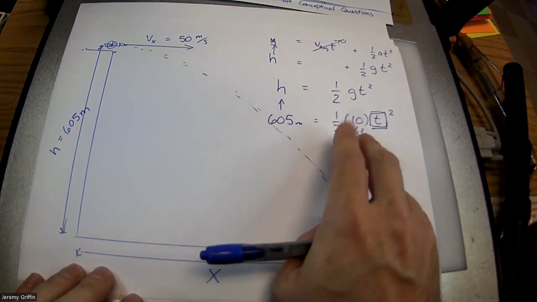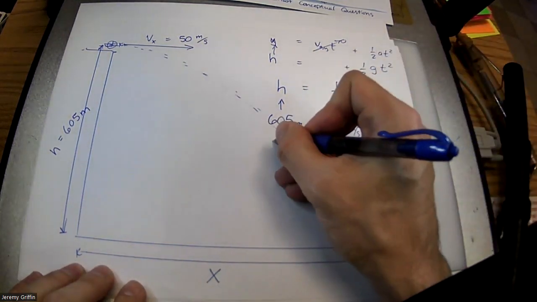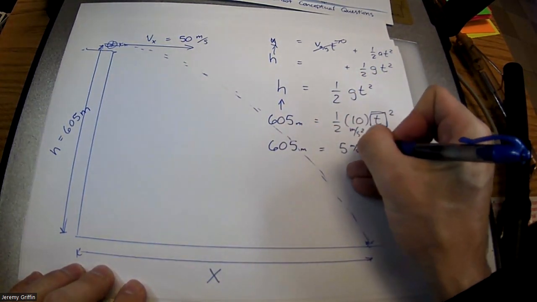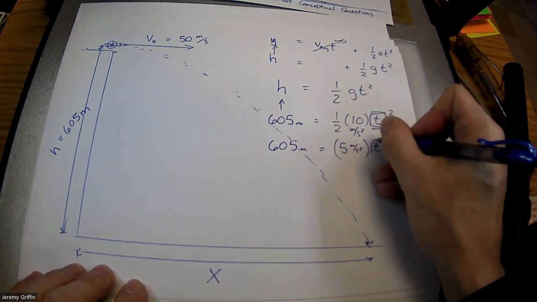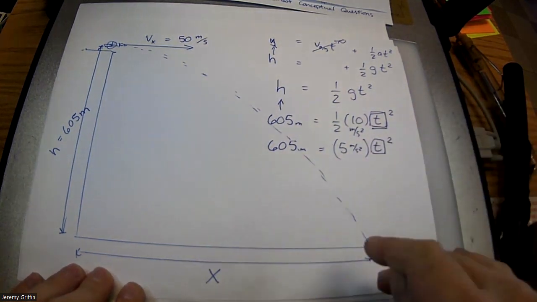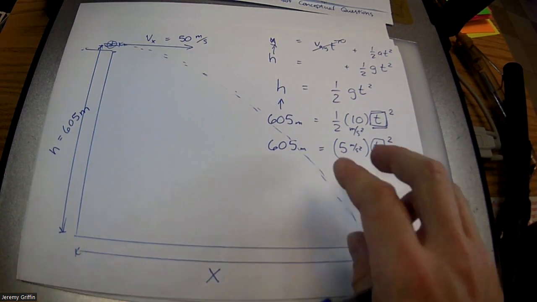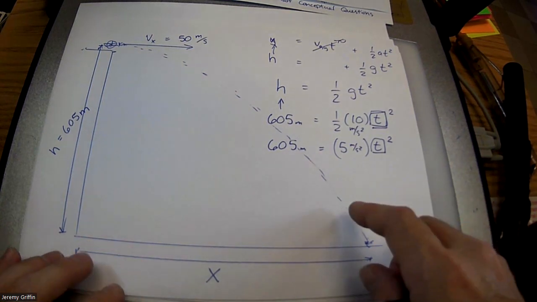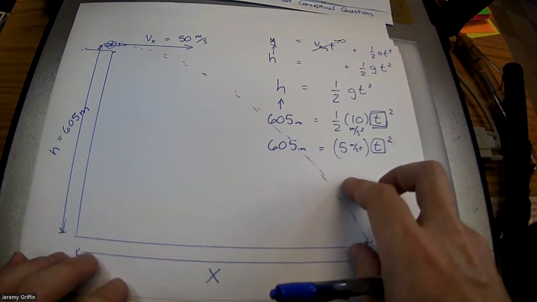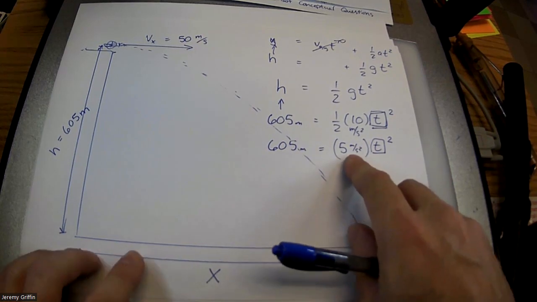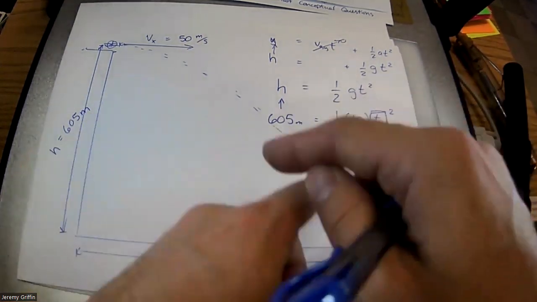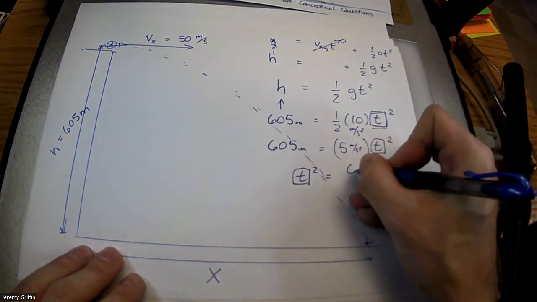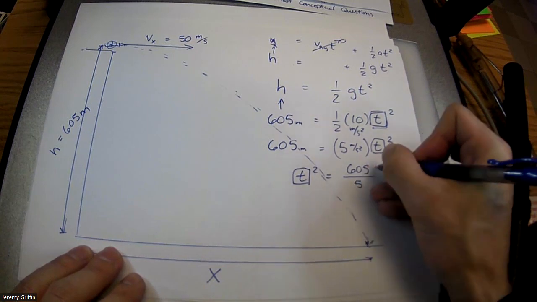Half a 10, what's half a 10? Okay, 5. Maybe I'll rewrite this. 605 meters equals 5 meters per second squared, because half a 10, times t squared. That didn't do very much, but I guess a little bit. I'm thinking we're 2 algebra steps away from solving for t. What's the next algebra step? Divide both sides by 5 meters per second squared. There you go. I'm going to swap both sides for a minute. So t squared is whatever 605 divided by 5 is. So it's 121.